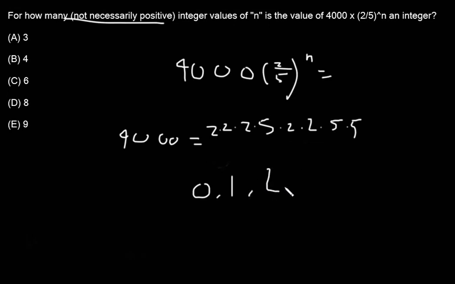Alright, what if we plugged in the number 3? If we plugged in 3, that would be 8 over 125. In other words, 2 to the third power over 5 to the third power. And remember, the bottom number is all that matters right here, because that's what we're going to divide 4,000 by. And so, is 125 a factor of 4,000? Well, it is, right?